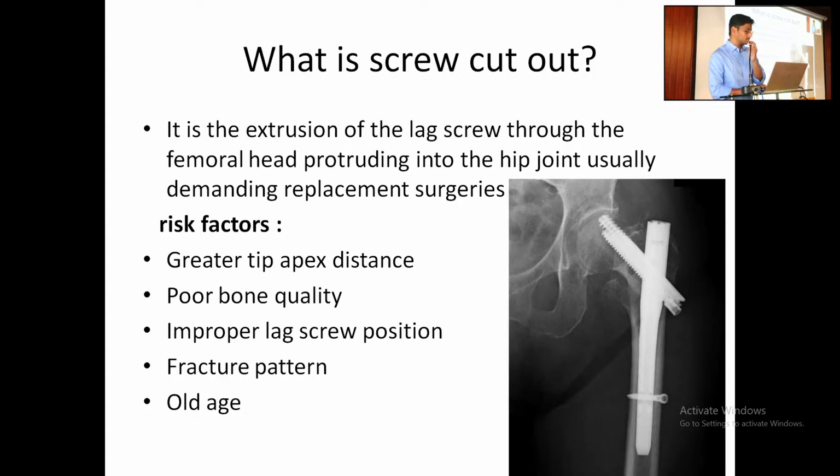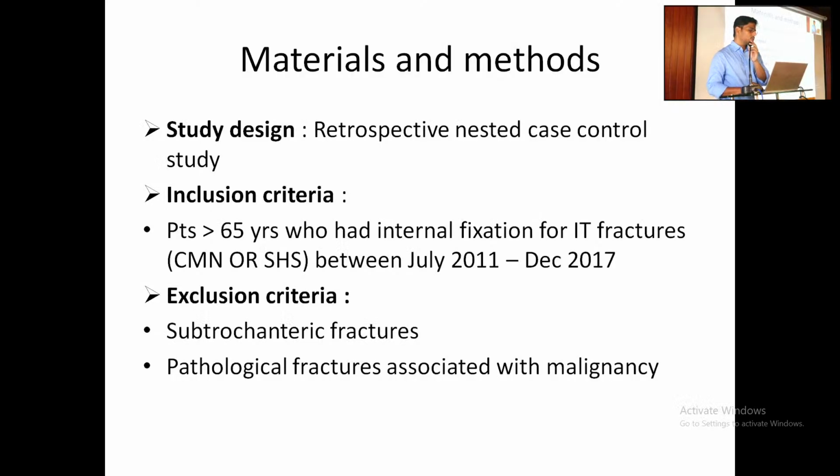Okay, sir. Other risk factors are poor bone quality, improper lag screw position, fracture pattern, and old age. So these are the known risk factors, but the risk nature associated with anterior malreduction and post-op sliding is not known. So that is the aim today, to understand their risk nature. Coming to materials and methods, this is a retrospective nested case control study.